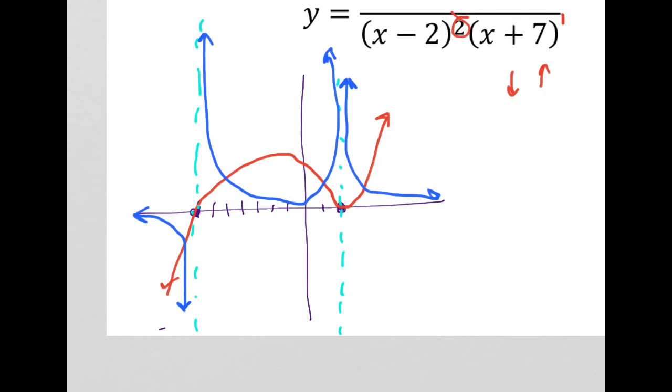Another thing you can do is, if you're not feeling the whole graph on the denominator thing, you can just test some points. So you should know that we're going to get those asymptotes there at positive 2 and negative 7. So you can sketch those in, and then you just need to figure out which side of the x-axis you are on, positive or negative.